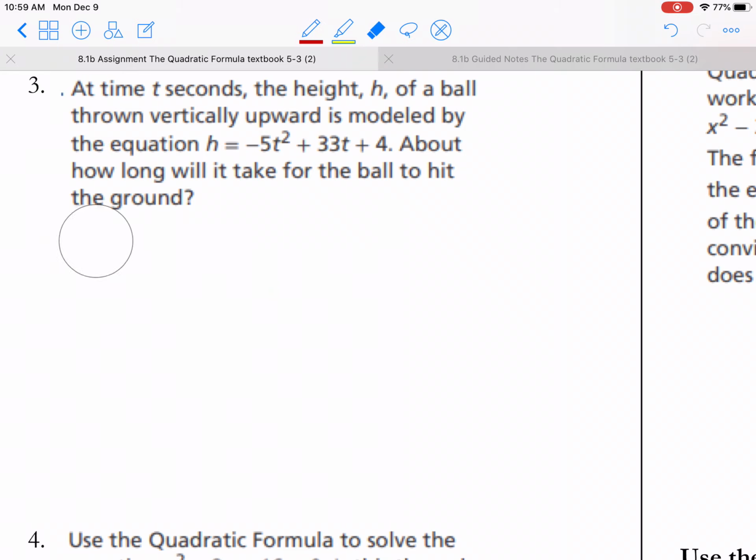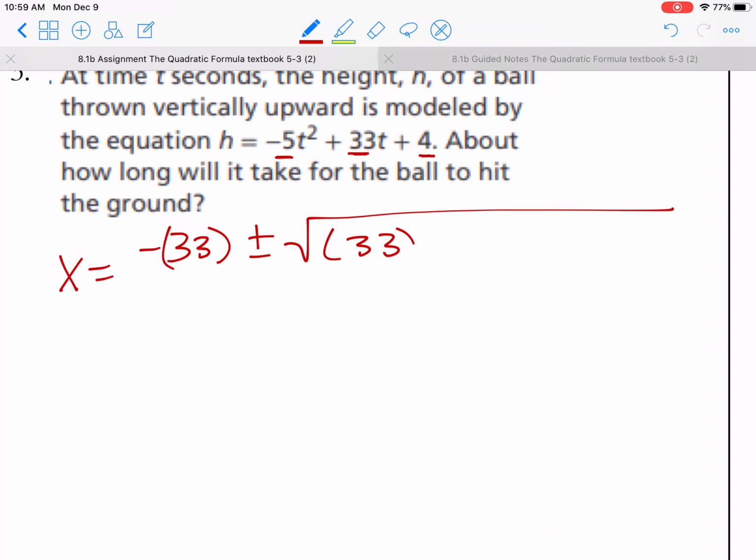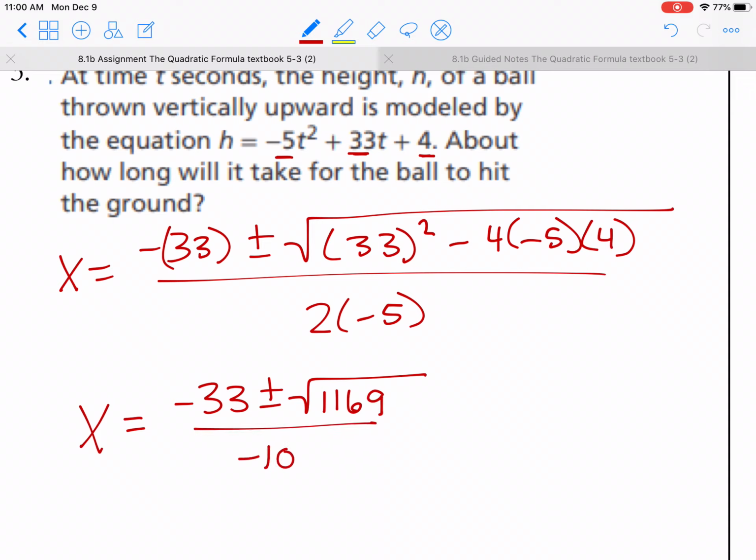Okay, let's go ahead and try this one. I think I'm going to use the quadratic formula to solve it. So A is negative 5, B is 33, C is 4. So we're going to say x equals negative b plus or minus the square root of b squared minus 4ac all over 2a. Start by simplifying the discriminant. So 33 squared minus 4 times negative 5 times 4. I got 1169. x equals negative 33 plus or minus the square root of 1169 all over negative 10.